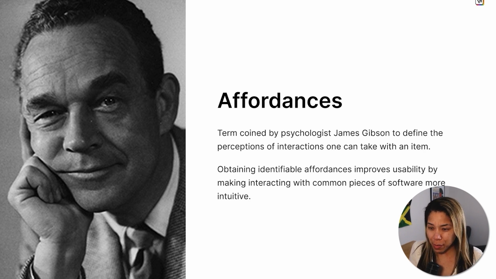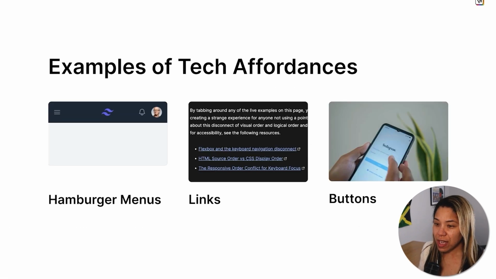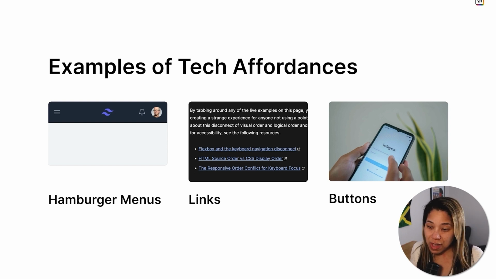Some common examples of tech affordances are a hamburger menu that you see a lot in mobile views. It's usually a condensed navigational menu and represents hidden navigational contents. There's also the common link, which indicates that it will direct you to a different web page or link within that website. And then, of course, a button that indicates that it will perform an action.